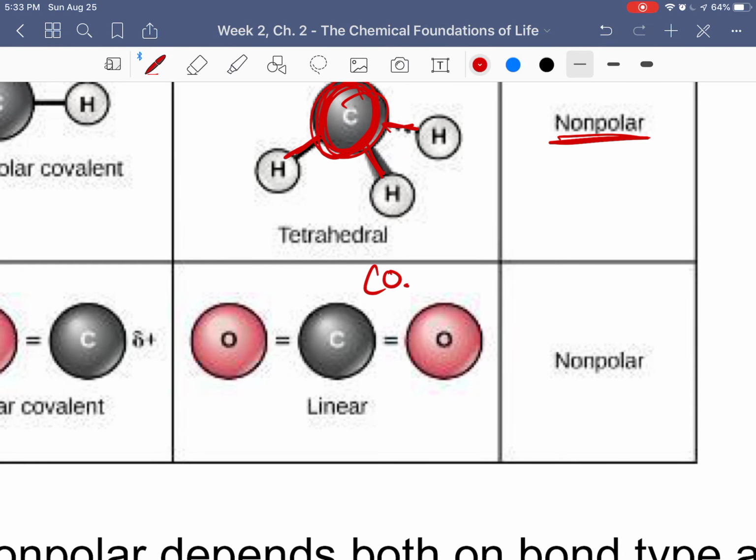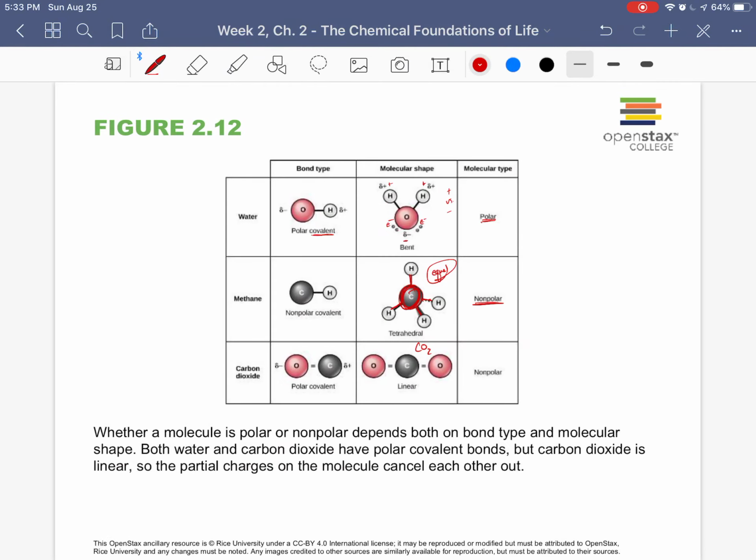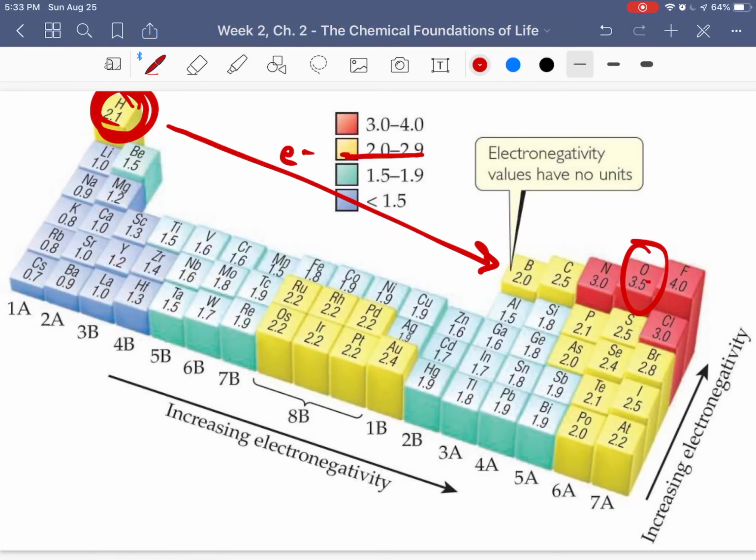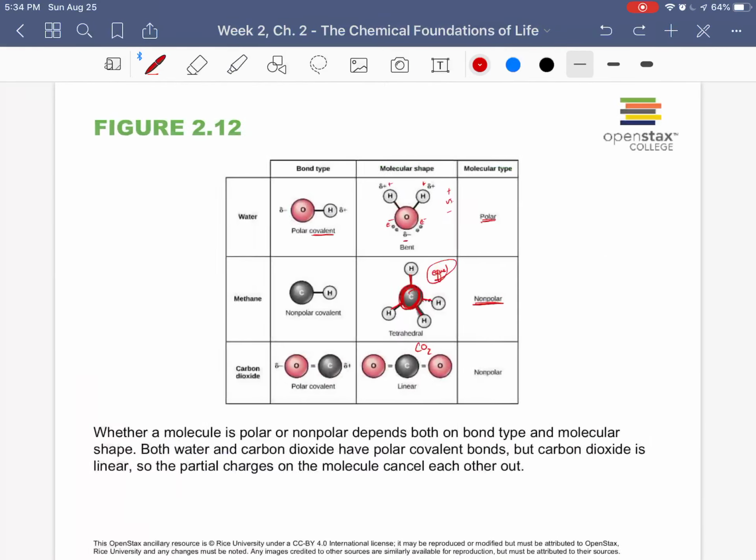This is going to be CO2. Carbon and oxygen. Let's look at our electronegativity chart. Carbon and oxygen are a little farther apart on the electronegativity chart, but they are much closer together than hydrogen and oxygen.